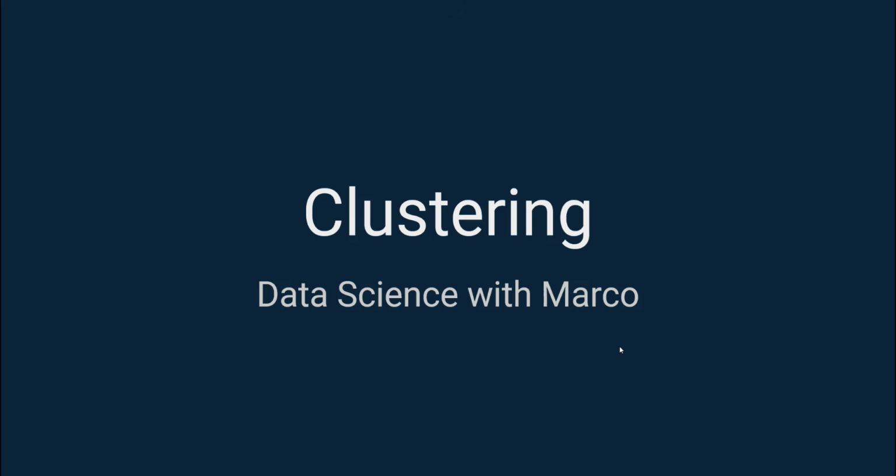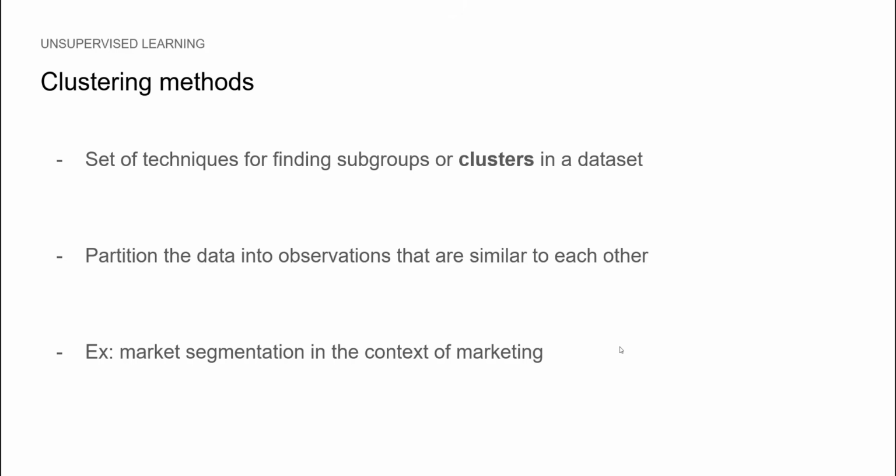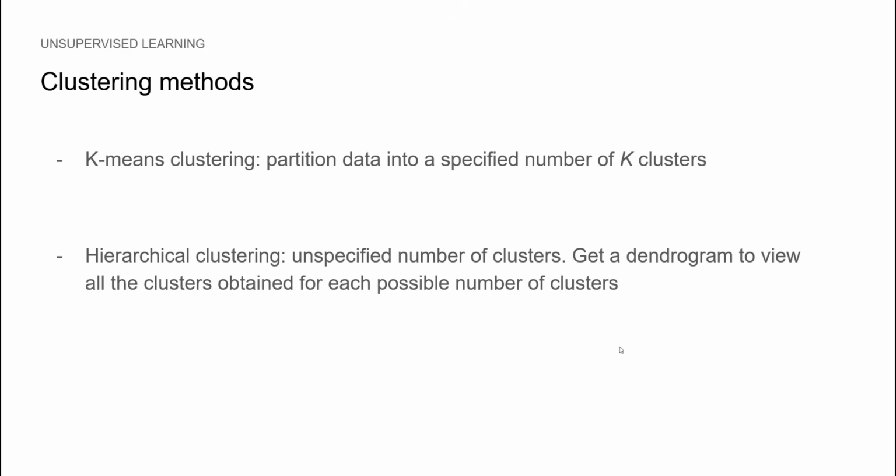So that's it for PCA. Now let's take a look at clustering methods. Clustering is a set of techniques for finding subgroups or clusters in a dataset. This helps us to partition the data into observations that are similar to one another. An application of that is, for example, for market segmentation in the context of marketing. We will first explore k-means clustering, which partitions the data in a specified number of k clusters.